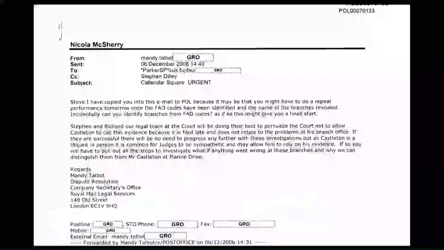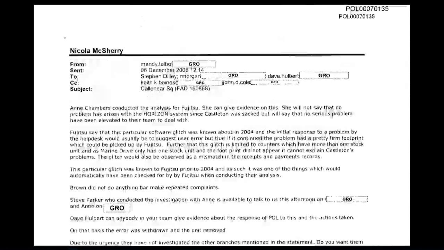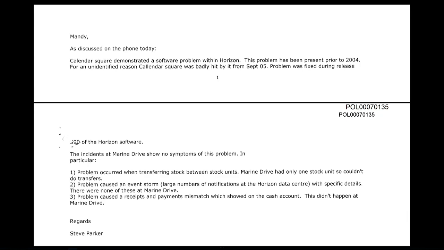Can we see what I think is your reply at POL00307-0135? If we just look at the foot of the first page and then the bit of the second page, we can see that this is your email. Yes. And so this is a reply on the 6th of December.